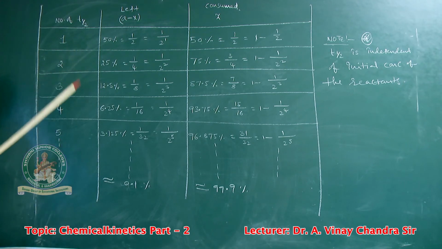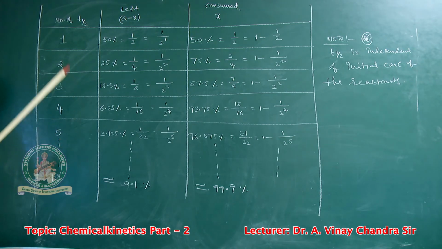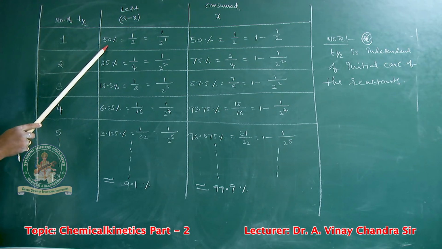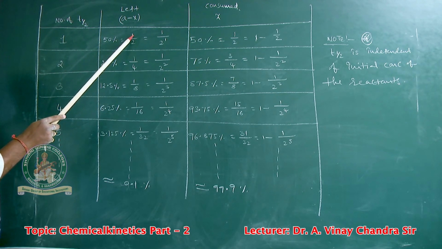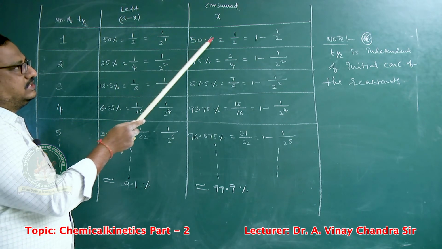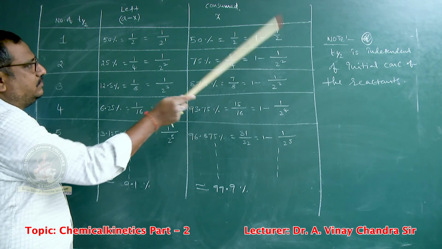Here the number of t halves we can calculate directly: first half, second half, third half, fourth half, fifth half, and up to the infinite condition, that is 10 halves. If the reaction is completed 50%, we represent the leftover as 1 by 2, and the product is also 50%, that is 1 by 2. We can also represent that as 1 minus 1 by 2.